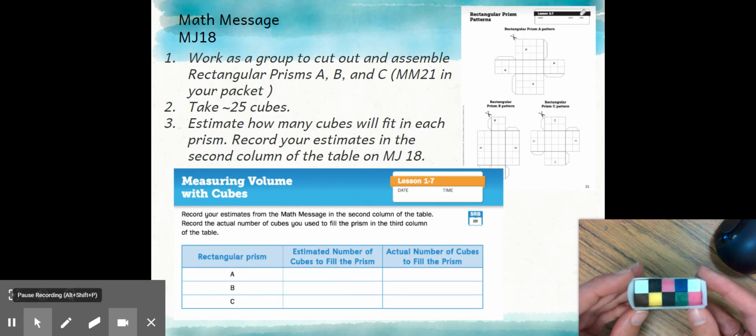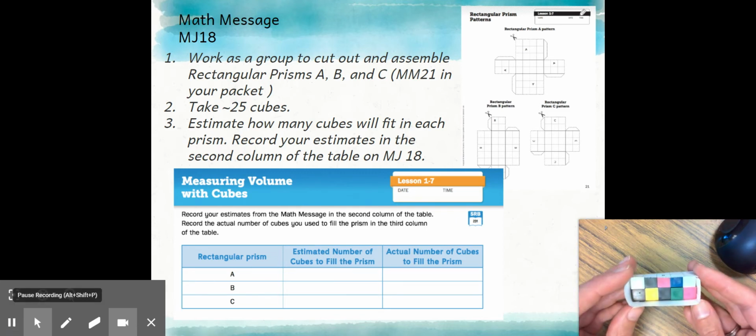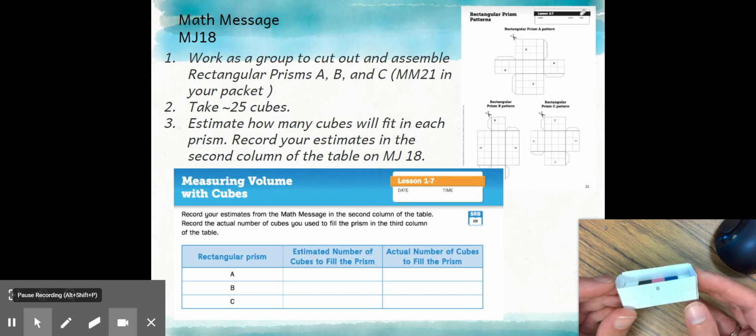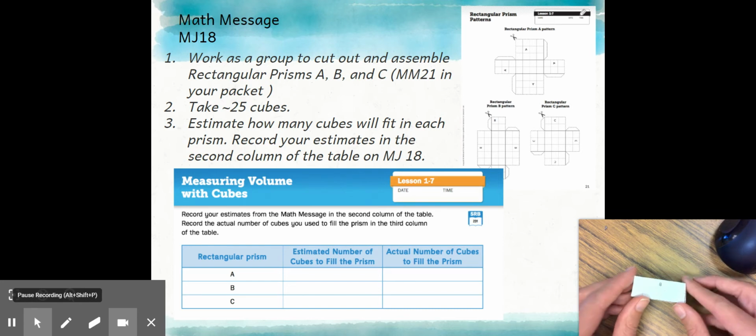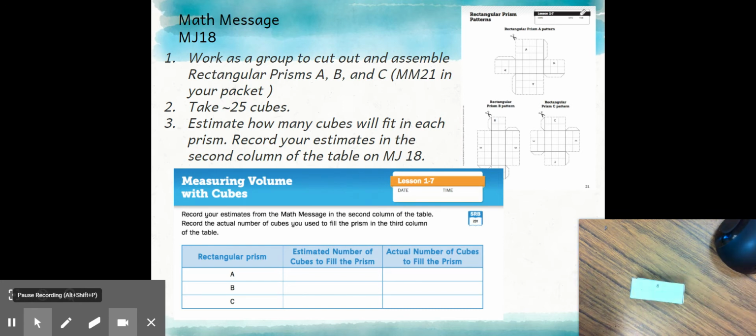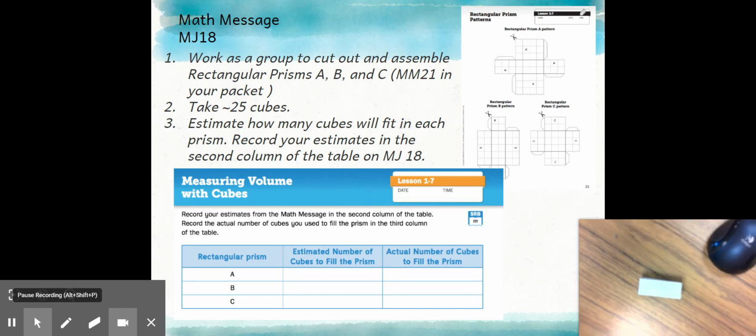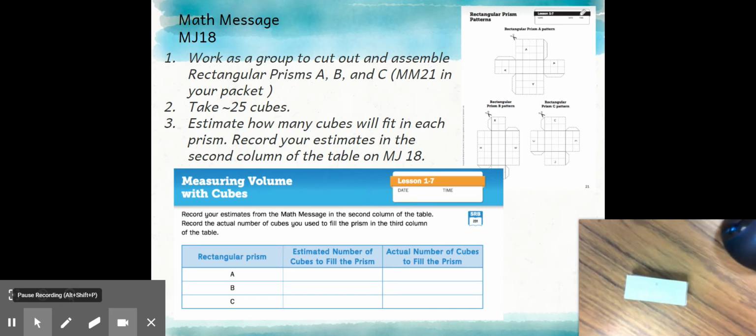My second prism is prism B. And again, I've only filled one layer of prism B, so you can see that there's still one more layer to go because again, when I look on the side of my prism, I can see that there are actually 2 layers to this prism.